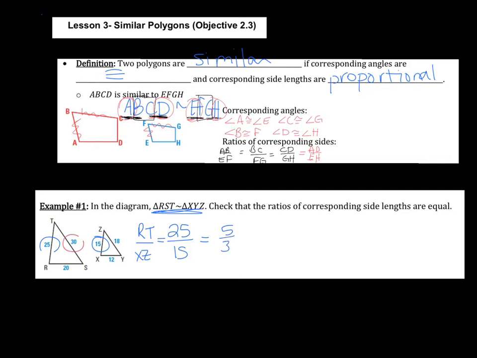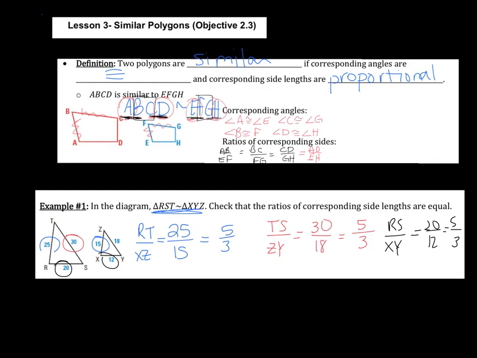So then let's look at our next one. We have TS to ZY, and TS is 30 and ZY is 18, and those are both reducible by 6. 6 goes into 30 5 times and into 18 3 times. And then lastly but not least, we have RS and XY. So RS to XY equals 20 to 12, which then both numbers are divisible by 4. 4 goes into 20 5 times, and into 12 3 times.